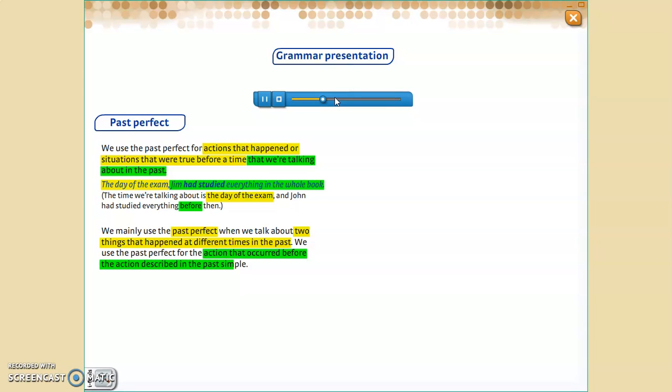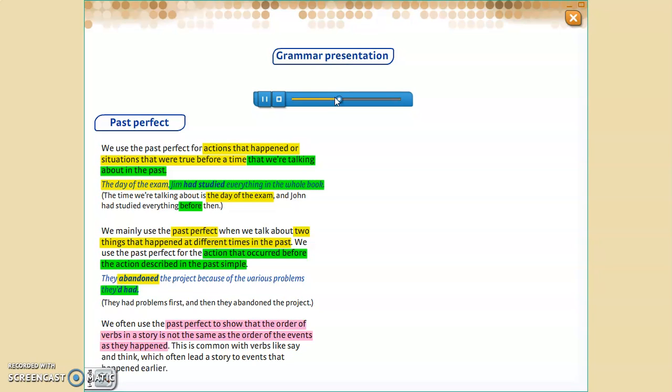We often use the past perfect to show that the order of verbs in a story is not the same as the order of the events as they happen. This is common with verbs like say and think, which often lead a story to events that happened earlier. Sarah picked up the phone and called her mum to tell her that she'd decided to come home. First, she decided to come home. Then she picked up the phone and called her mum. John sat and began to think about the strange things that had just happened to him. First, strange things happened, and then he sat and began to think.